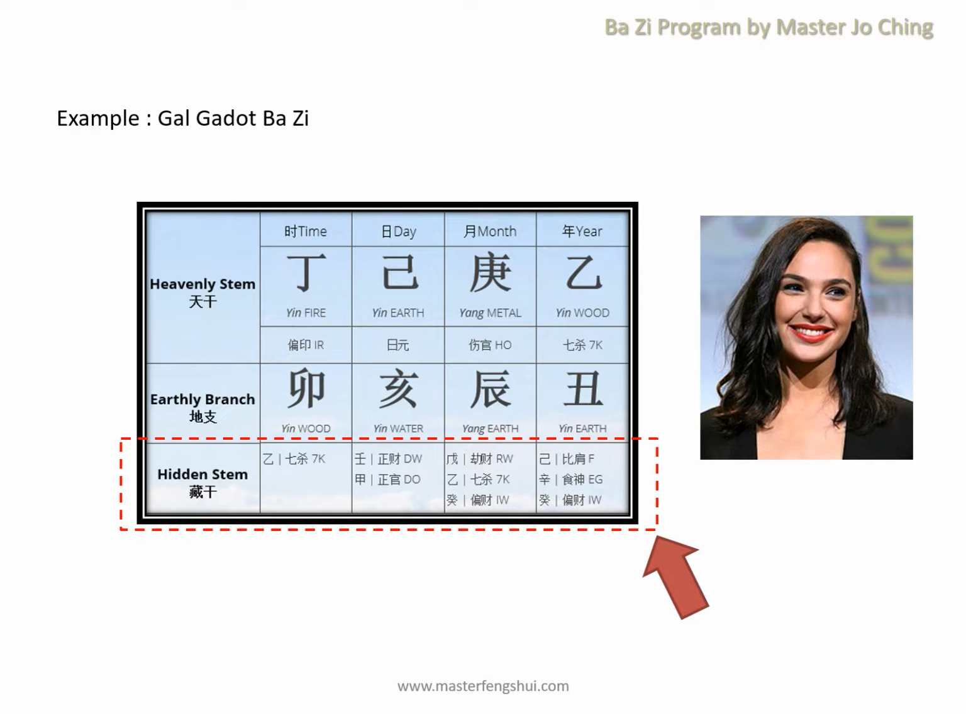So, before we go in depth, this is basically Gal Gadot's Bazi. You see, we have the heavenly stem here. This is like the anatomy of a Bazi chart, your natal chart. So we have the heavenly stem, we have the earthly branch, and there's one more layer here that we're going to touch on today, which is the hidden stem. And as mentioned, for hidden stems, you can have a minimum of 1 to a maximum of 3. And usually they're expressed in the Bazi chart in such a manner.